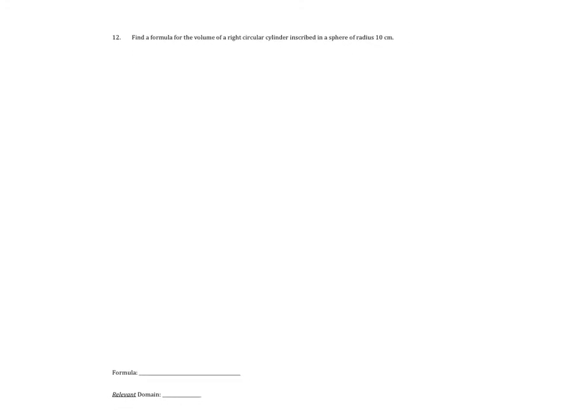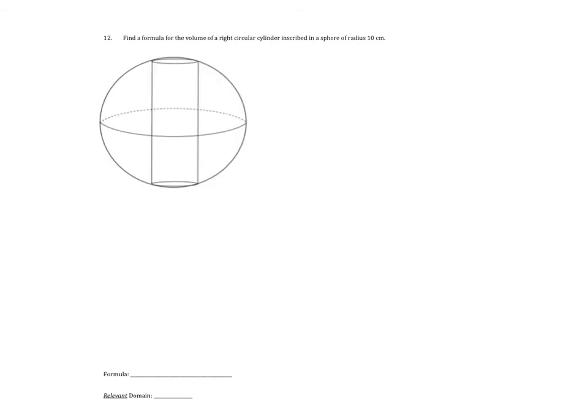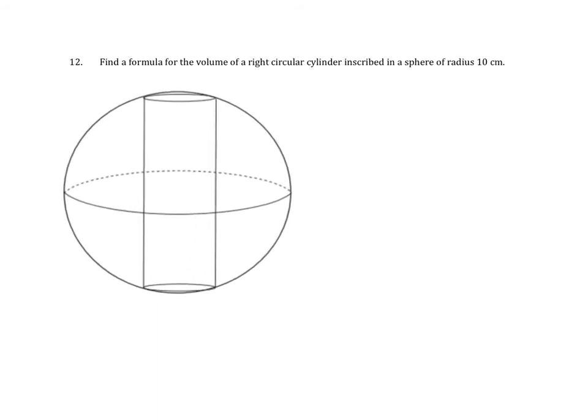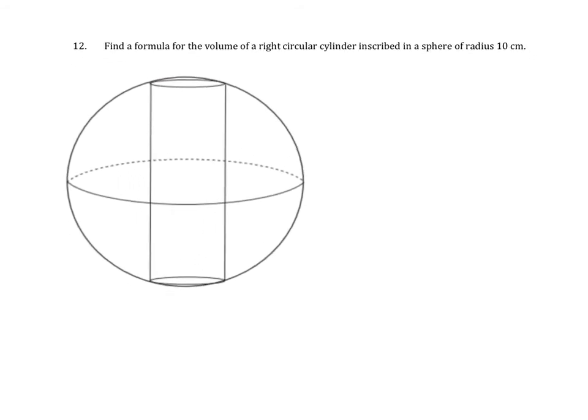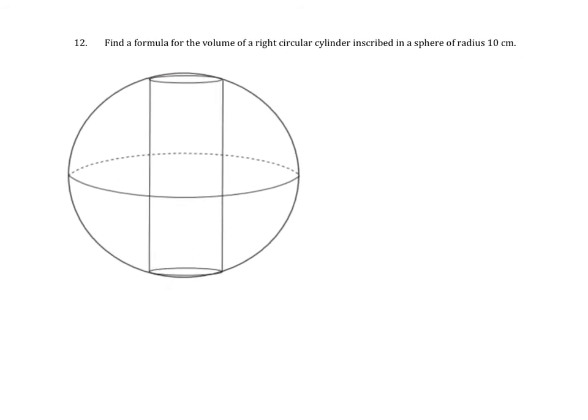Okay, final formula for the volume of a right circular cylinder inscribed in a sphere of radius 10. Okay, so hard to draw on this. Actually, I'm going to get a picture from the internet. That'll be better to see what's going on. So we want a cylinder inscribed in a sphere. Find the formula for the volume of a right circular cylinder inscribed in a sphere of radius 10.